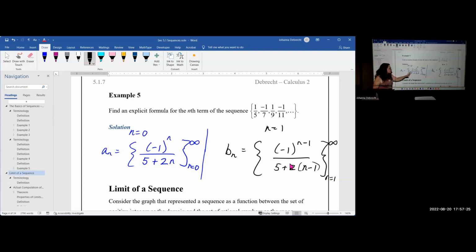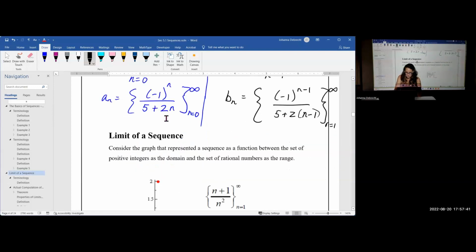And you'll notice that in both cases, this one and the one we did previously, starting at 0 made the formula easier to find. We're going to see this pattern happening multiple times. So you'll see that my preference is to start at 0.